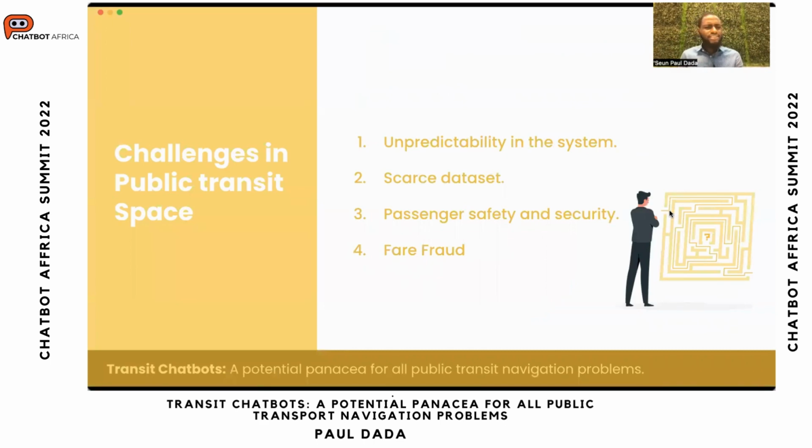What are some of the challenges that we will experience in public transit space? One, unpredictability in the system. What does this mean? Nothing is guaranteed. There's no certain information. You don't know when the next bus is coming. You don't know when the next boat is leaving the park. You don't know whether the fare has increased or not. Right? So there's a lot of inconsistency in information.